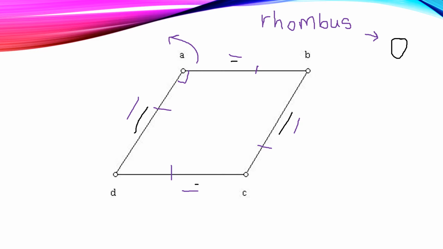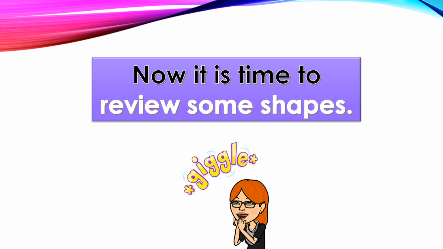It's a trapezoid because it has at least one set of parallel lines. It's a quadrilateral because it has four sides. It's a rectangle because it has two sets of parallel lines and four right angles. It's a parallelogram because it has two sets of parallel lines. And it's also a polygon because it's a closed shape. Now it's time to review some shapes.